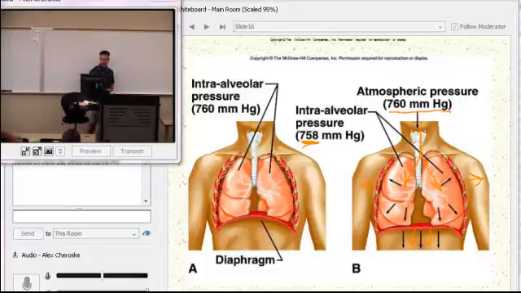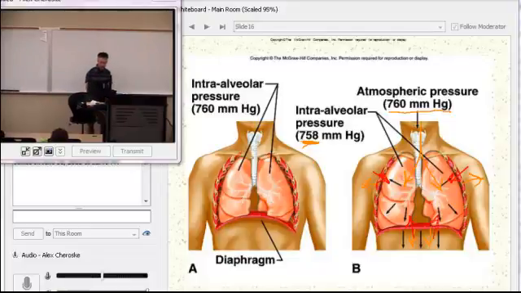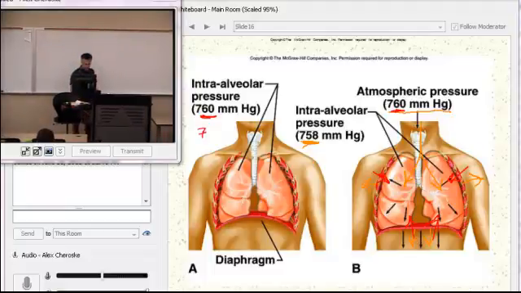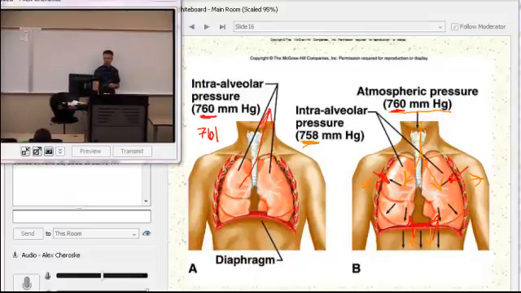Okay? So all we have to do to reverse that is make these things go in instead. So if we bring the ribs in, we bring the diaphragm up, then the area is going to get smaller, and the pressure has to get higher. Right here it says 760. If it's 760 in the atmosphere, it's not going anywhere. If it goes to 761 or 2, like you said, that's enough to actually drive it out instead. Okay.